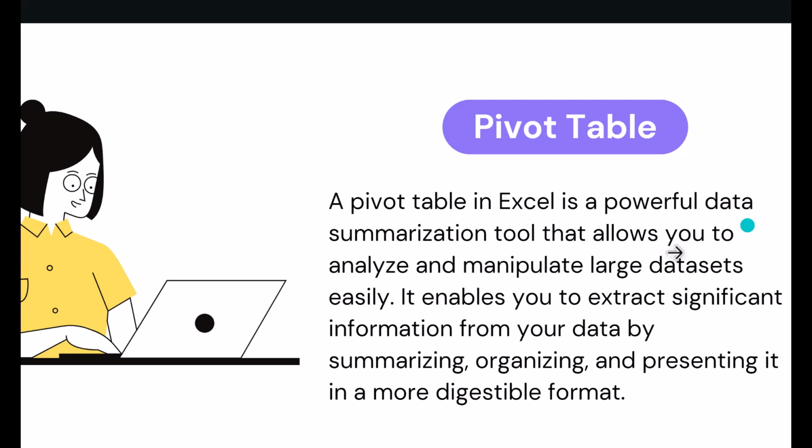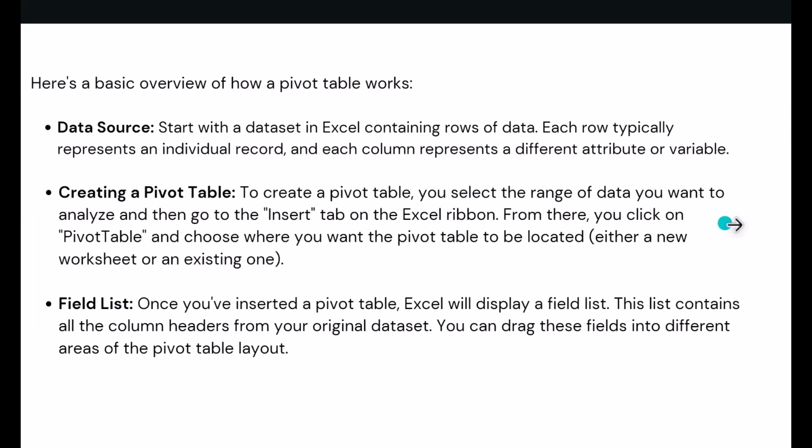Okay, so let's quickly check something. Here is a basic overview of how a typical pivot table works. Number one, it has what is called a data source. So this starts with a data set in Excel containing rows of data. Each row typically represents an individual record. Please take note, each of the rows represents an individual record and each column represents a different attribute or variable.